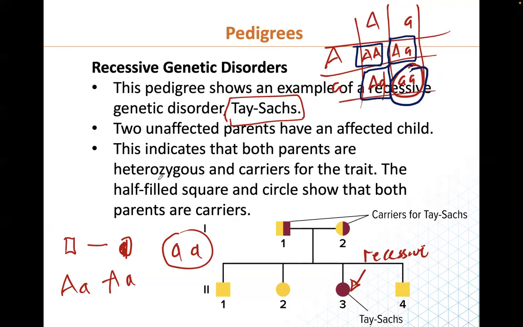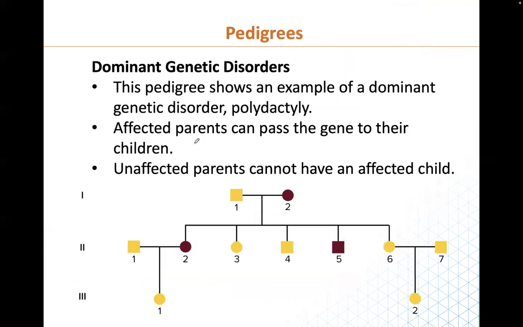All right. So this indicates that both parents are heterozygous carriers. So this parent is a carrier, and the half-filled square and the circle show that both parents are carriers. But when we talk about dominant genetic disorders, it's not the same as the recessive. In a dominant genetic disorder, one needs to only inherit one dominant allele to have the disease.